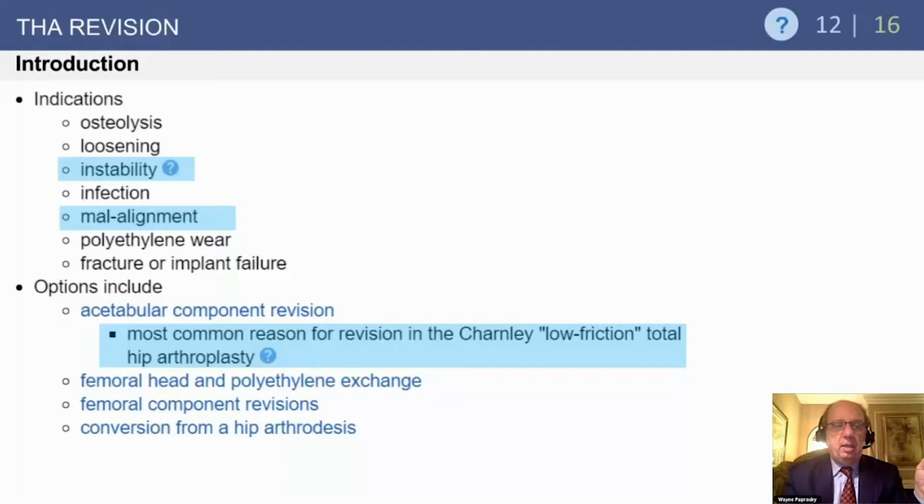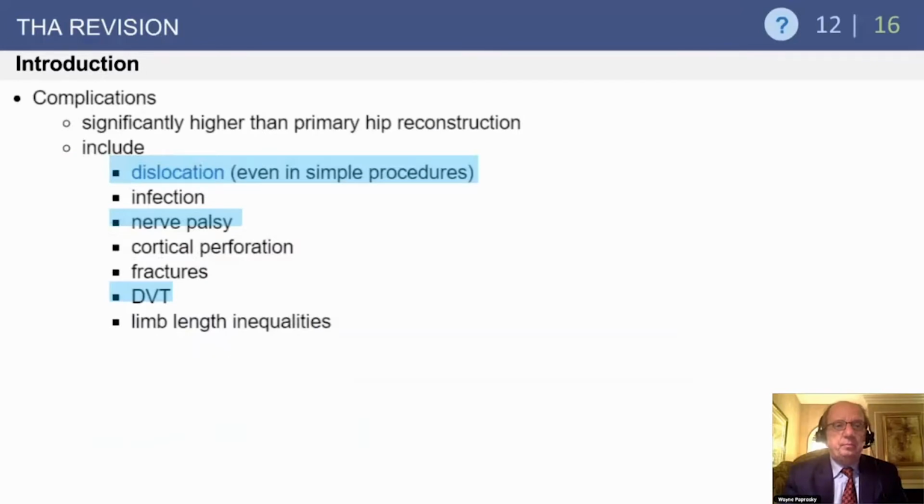So again, the most common reason for revision of the Charnley low friction arthroplasty was acetabular component revision. This is more old information. Now we don't really cement femoral or acetabular components anymore. So there are higher complication rates with revisions. Again, dislocation.